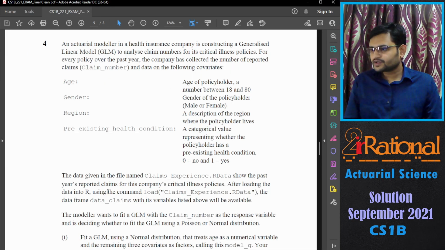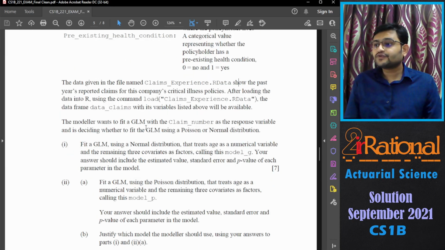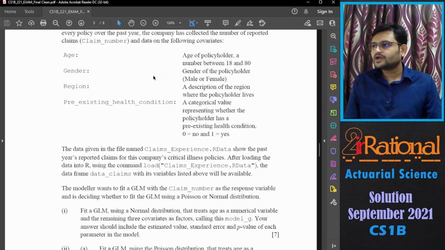Let's read the question further. The modeler wants to fit a GLM with the claim_number as the response variable and is deciding whether to fit the GLM using a Poisson or a normal distribution. Fit a GLM using a normal distribution and treat age as a numerical variable and the remaining 3 covariates as factors, calling this model_G. Now see here, gender and region are already given as factors. You don't have to do anything, but for pre-existing health condition you have to create it as a factor because it is given as a numerical value. You have to convert it into a factor.